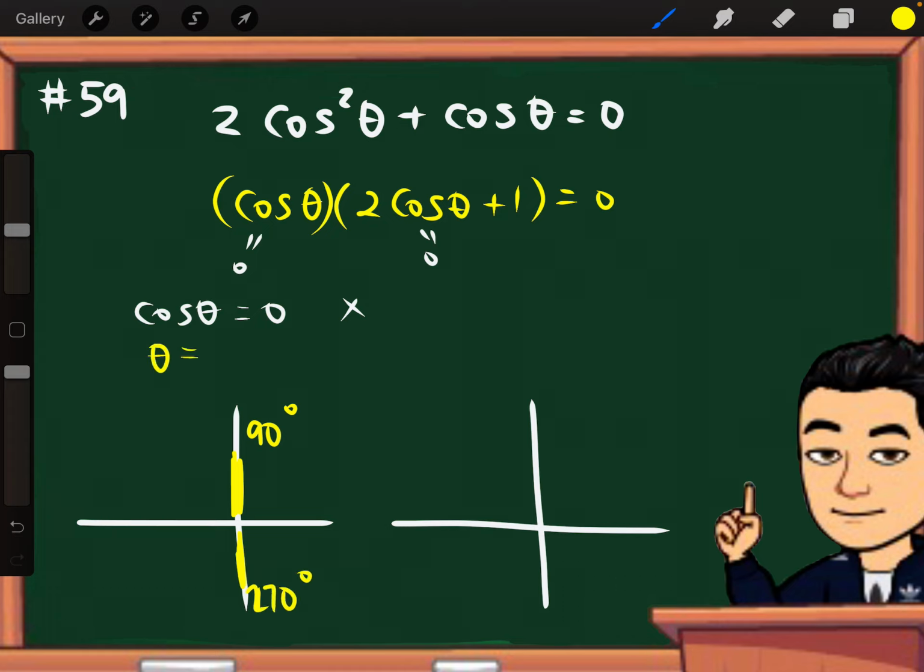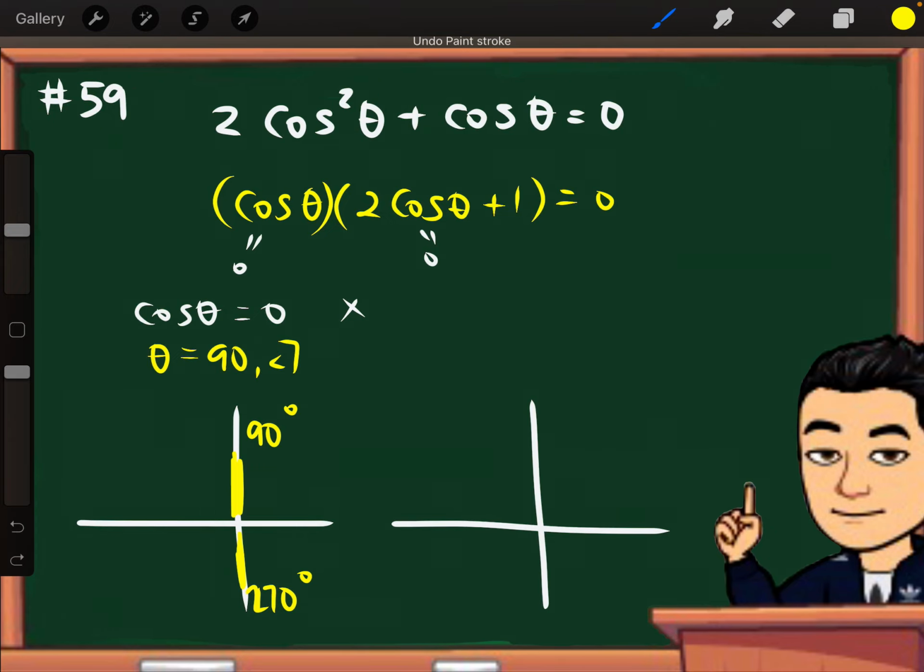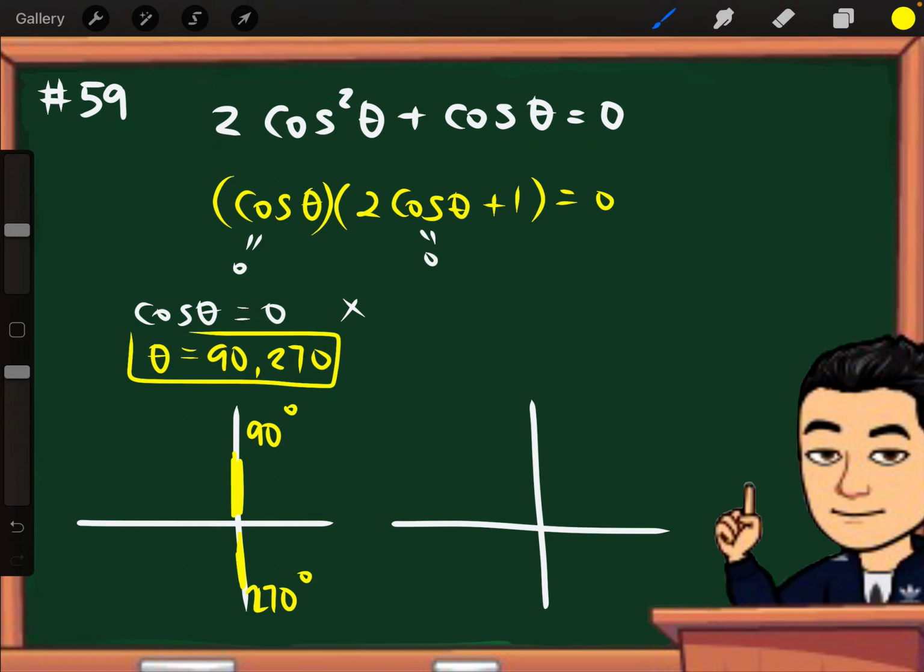Okay, so your theta is going to equal 90 and 270. So that's your first two answers. Now we're not done. Let's check out the other one. So use a different color.